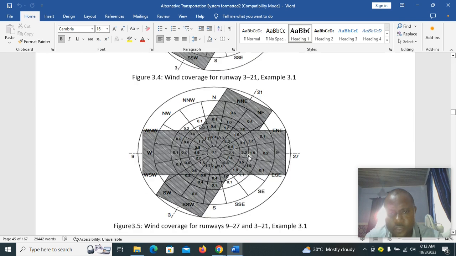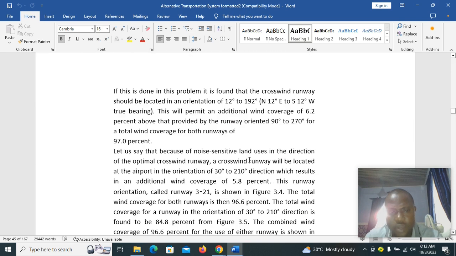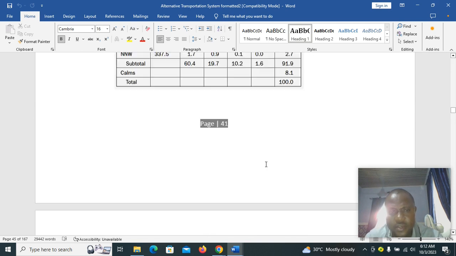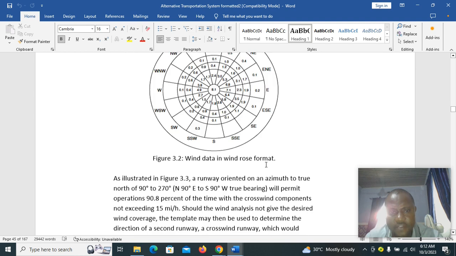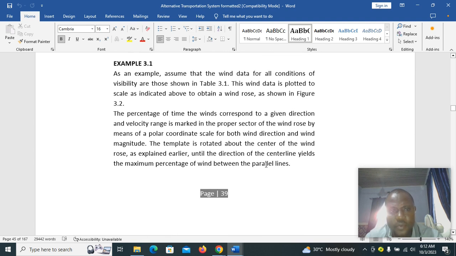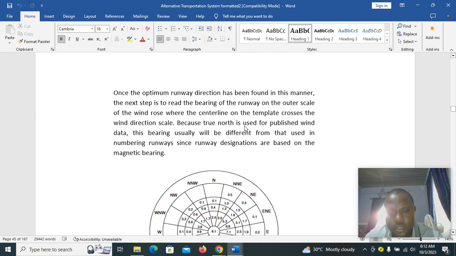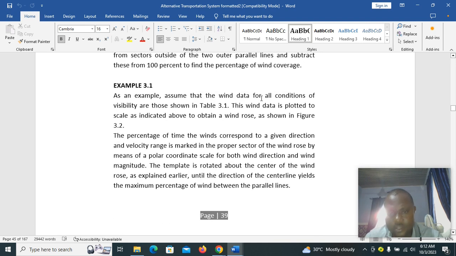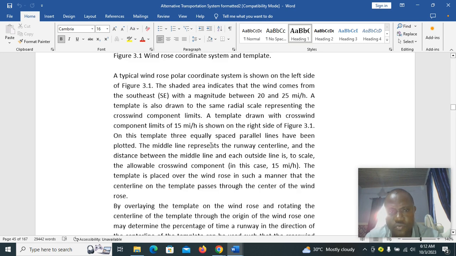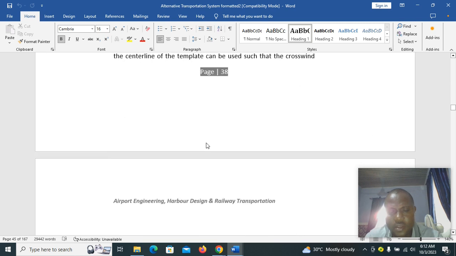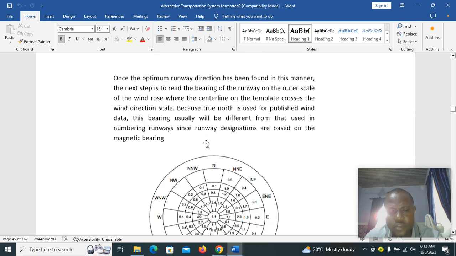So here you can see, let's look at what they said here. Let's look at the example that we have here, example 3.1. It says, as an example, assume that the wind data for all conditions of visibility are shown on the table. I think we have already looked at the table. This wind data is plotted to scale as indicated above to obtain a wind rose, shown in figure 3.2. So we use it to obtain a wind rose. You can see the wind rose that we have here.